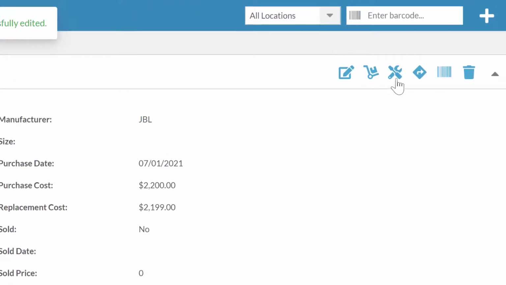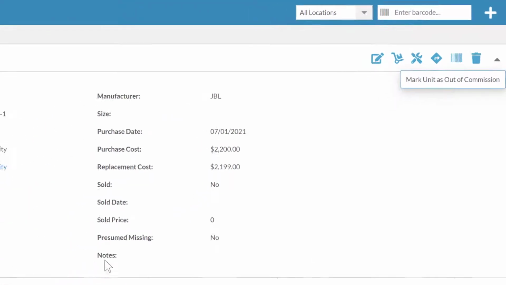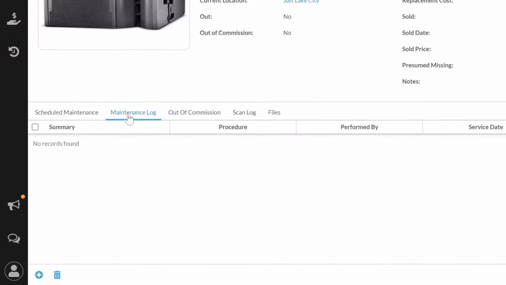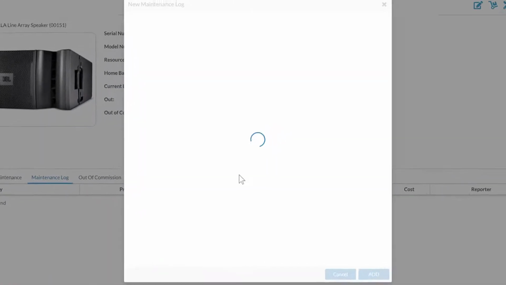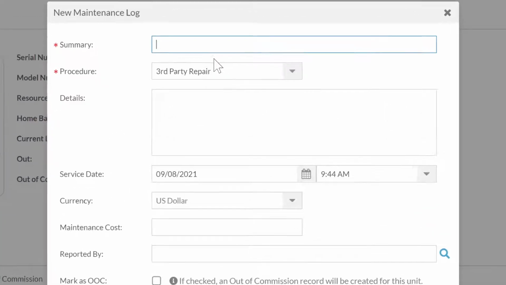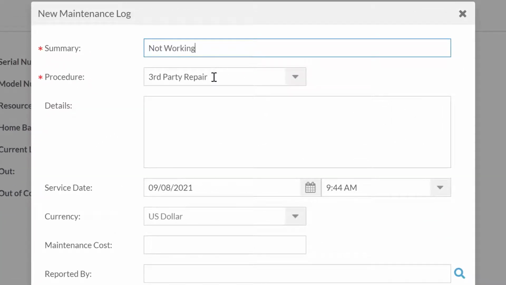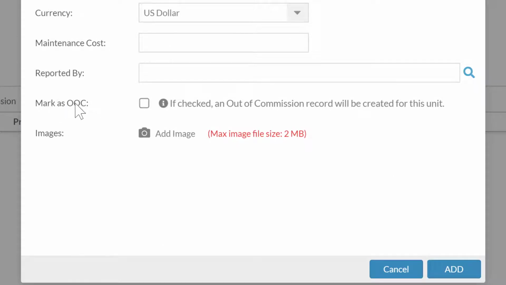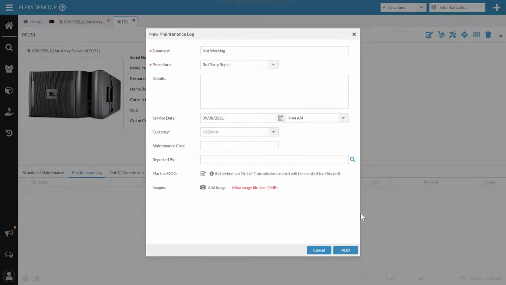Now, there is a way to just go to this thing here and mark it as out of commission, but I generally think the best practice for marking things out of commission is to make a maintenance log. Even though this is only a demo on the math, I'm still going to do that because I want to make sure that's how people do it. Okay. So we're going to say not working. I'm not going to be very detailed here. We're going to say that I need to send it for a third-party repair. I don't have anybody in-house who can do it. And the key thing here is I'm going to then mark it as OOC, or out of commission. Okay. We're going to go ahead and add that here.